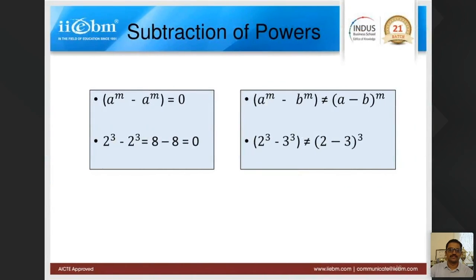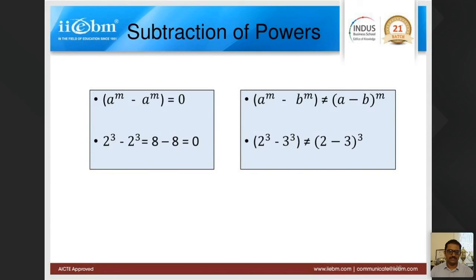Now let us understand subtraction of powers. a raised to m minus a raised to m, wherein the base is common and the power is also common, then obviously it will become 0. So a raised to m minus a raised to m will give me the value 0. So 2 raised to 3 minus 2 raised to 3: even if we calculate, 2 raised to 3 is 8, and 2 raised to 3 is again 8. So 8 minus 8 will give me the value 0.